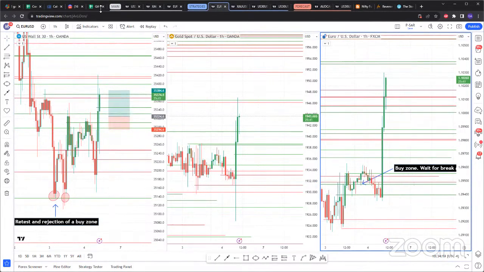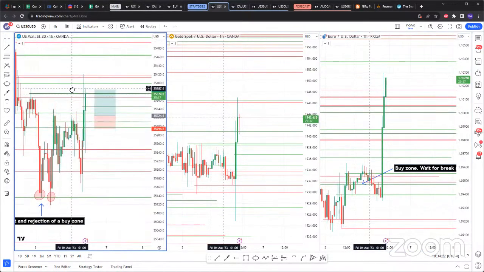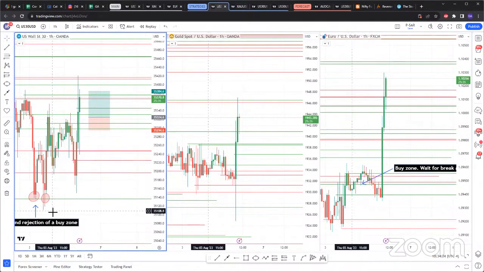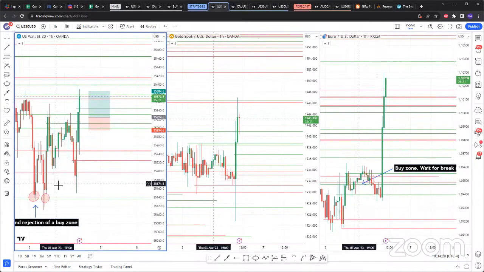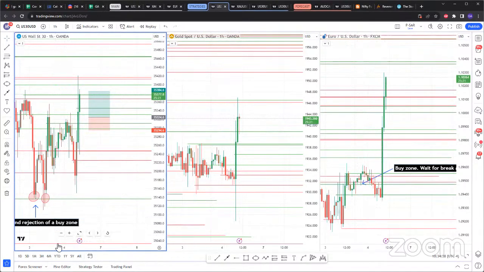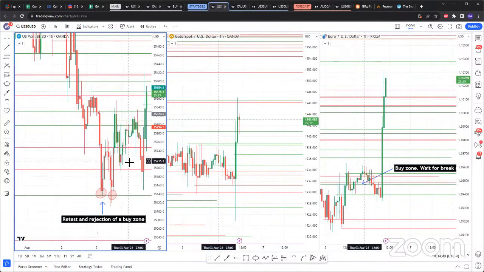So for sells on US 30, if you're biased for a sell on US 30 right here, here's one thing. On the hourly time frame, keep in mind, I know I said if you're buying, make sure you're buying a green candle. If you're selling, make sure you're selling a red candle. Now, on the hourly time frame, that will be near impossible.